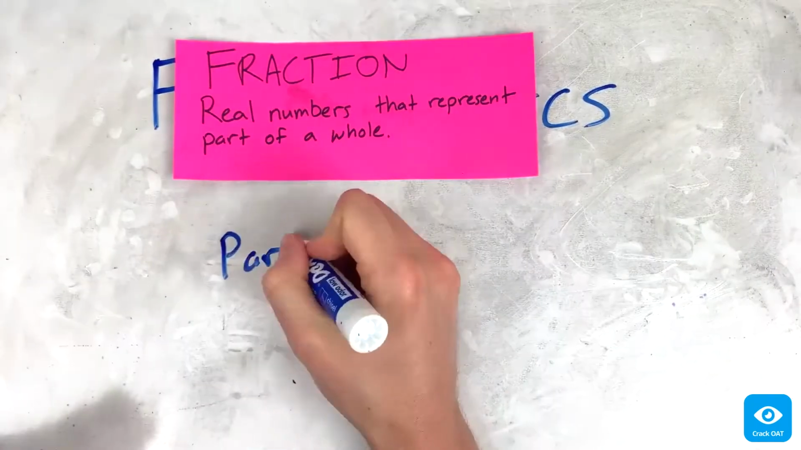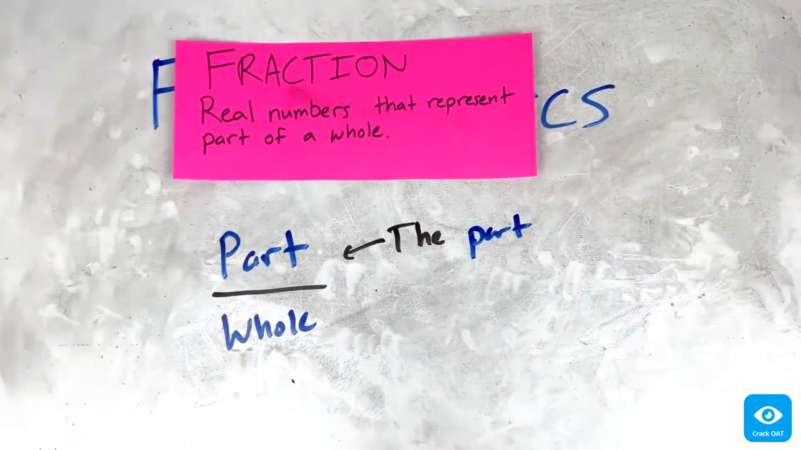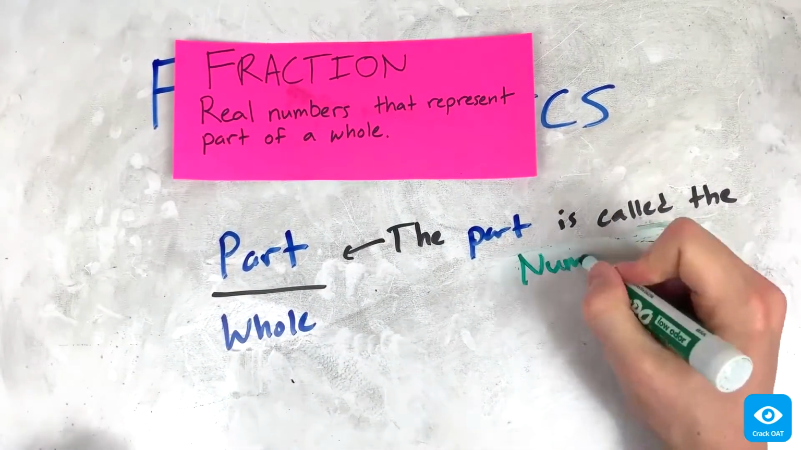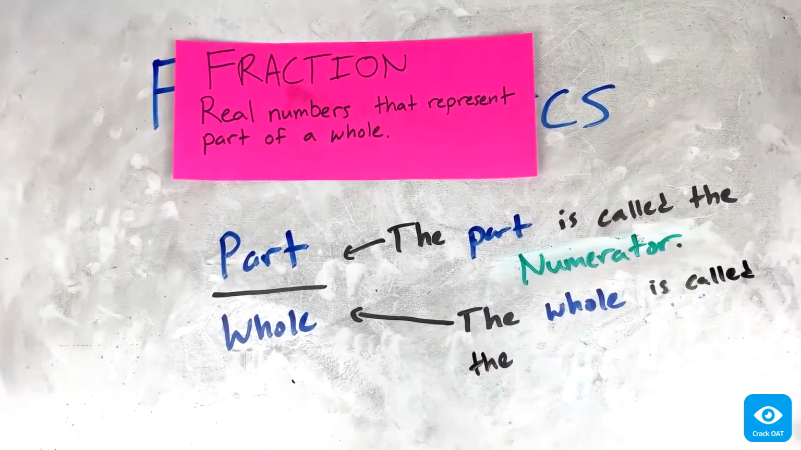A fraction bar separates the part from the whole like so, where we call the part the numerator and the whole the denominator.